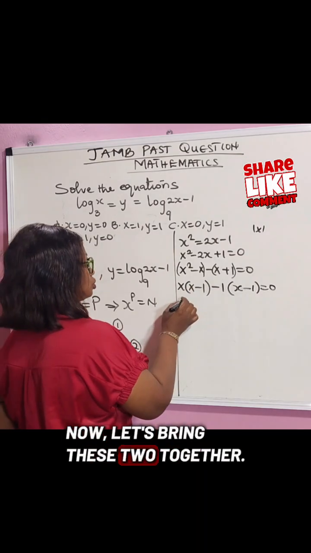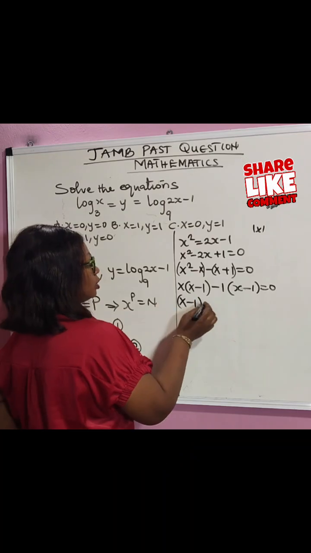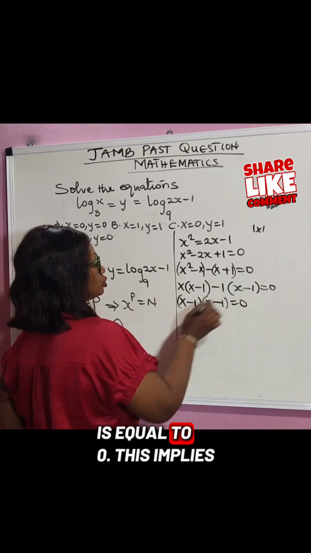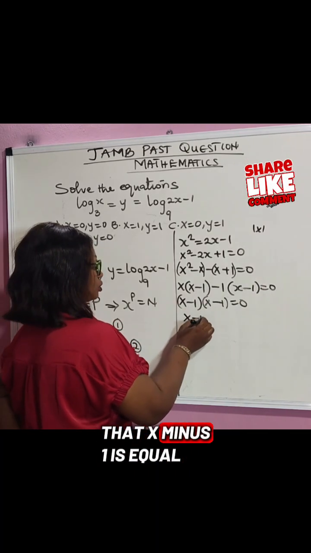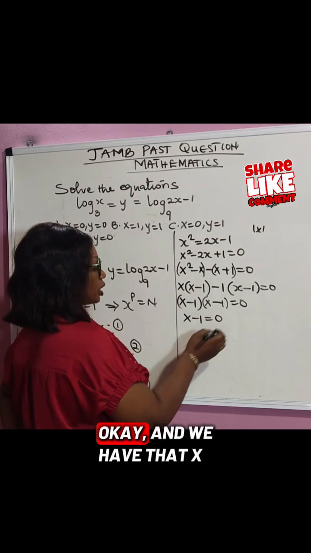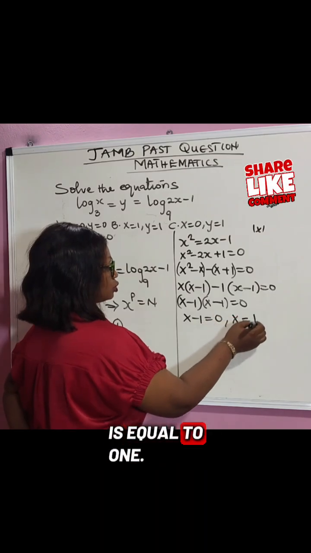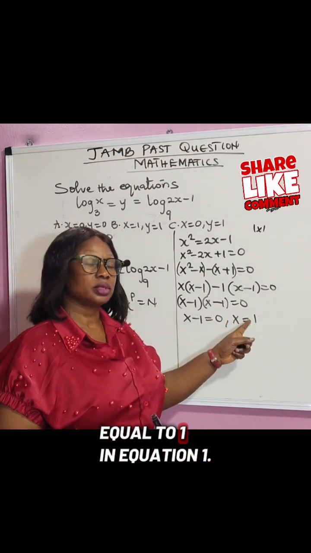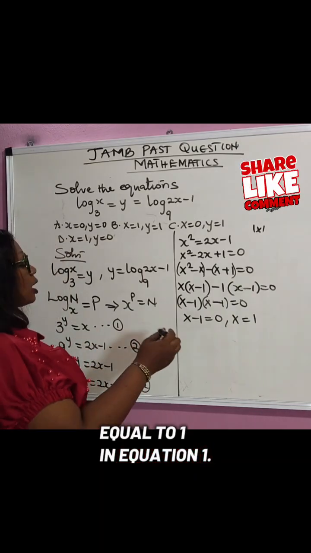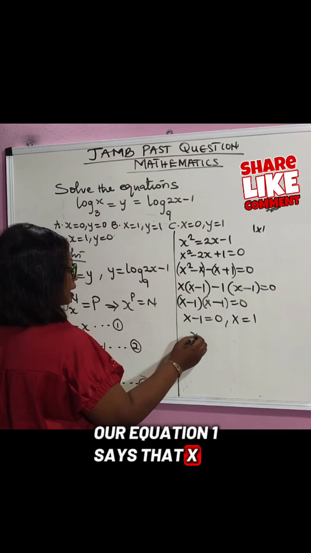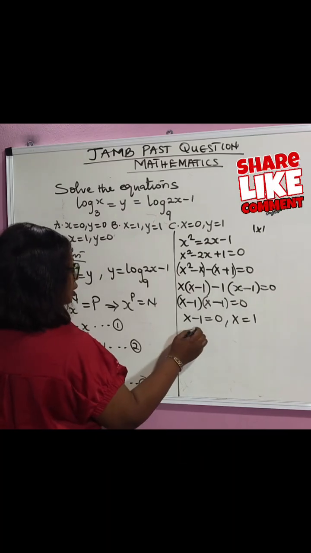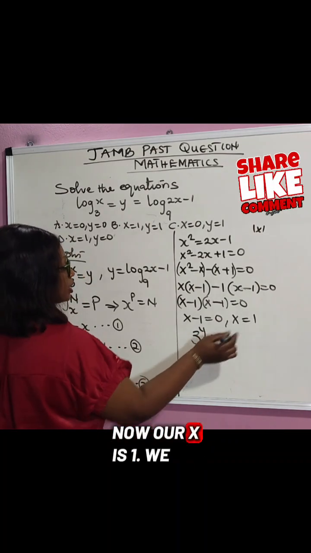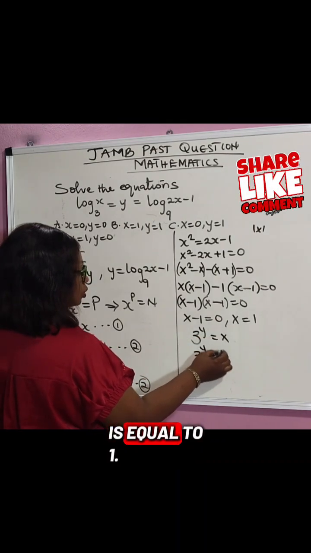Now let's bring these two together. We have x minus 1 multiply x minus 1 is equal to 0. This implies that x minus 1 is equal to 0, and we have that x is equal to 1. We are going to substitute x equal to 1 in equation 1. Our equation 1 says that 3 raised to power y is equal to x. Now our x is 1. We have 3 raised to power y is equal to 1.